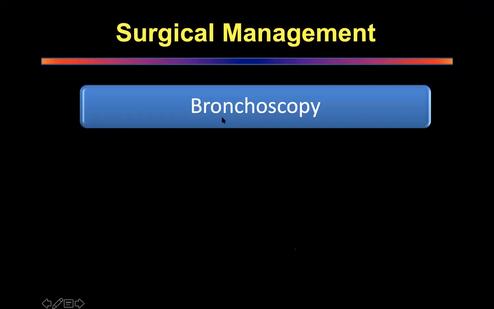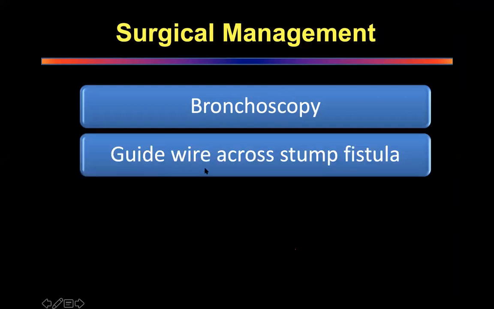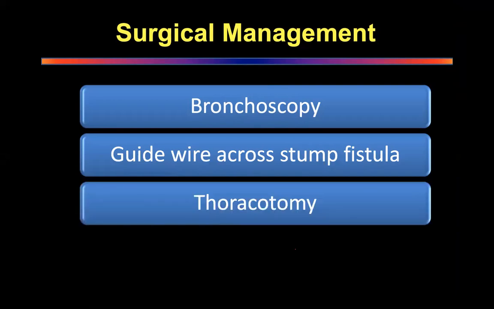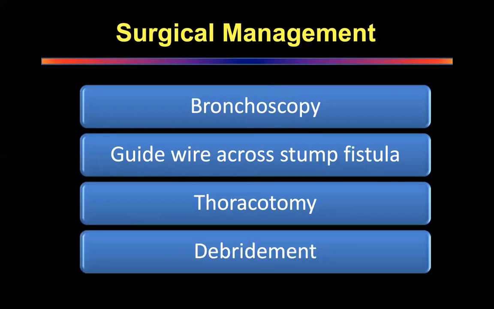So what we do is we do a bronchoscopy, and under vision of the bronchoscopy, we pass a guide wire across the stump fistula. And once you pass the guide wire across the stump fistula, you then intubate and get on with the surgery, leave the guide wire in place. And then when you go from the side by thoracotomy, then it's very easy to find that guide wire. And once you find the guide wire, you know exactly where that fistula is.